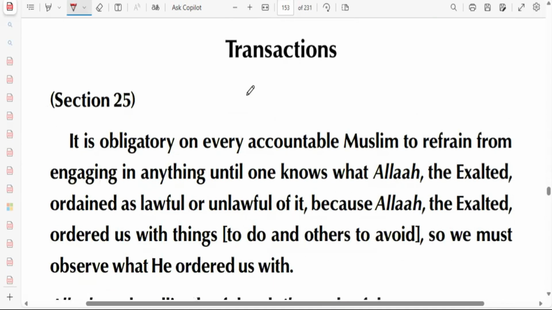And then we're coming up to the chapter on dealings. We'll start that next week if Allah enables us. Any questions?